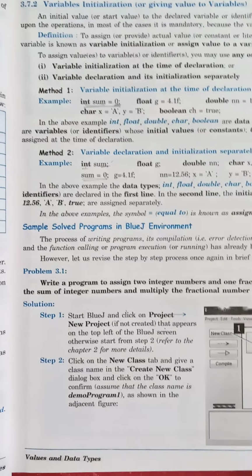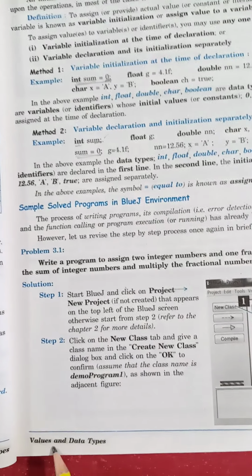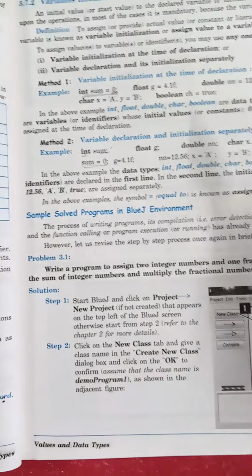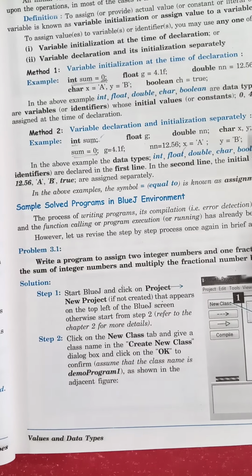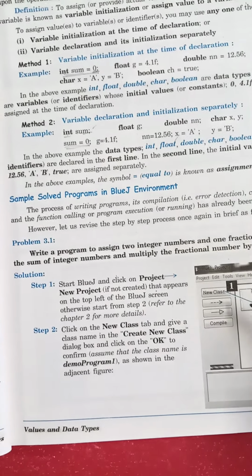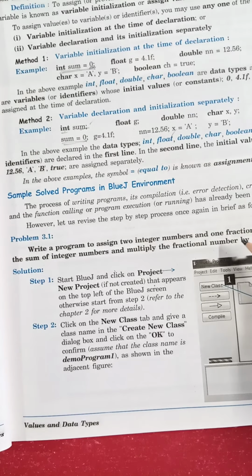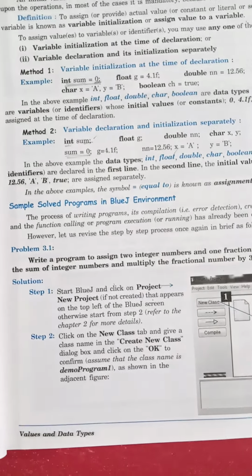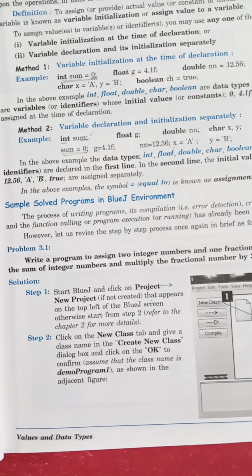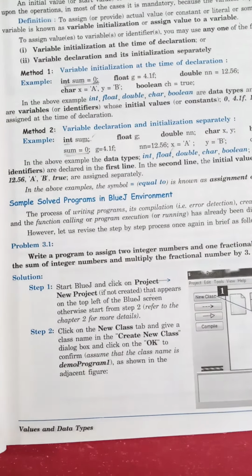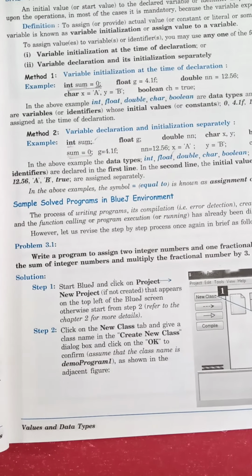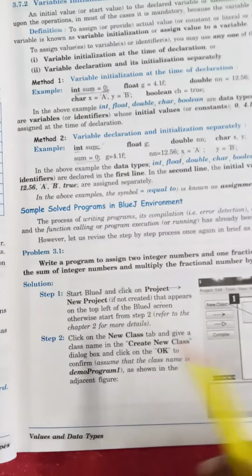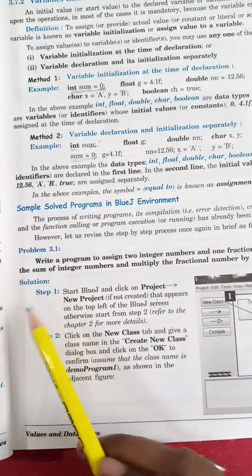Girls, this video is in continuation as we are doing the values and data types chapter. We have done till variables initialization. After that, one or two programs have been given that are based on the initialization of variables. We have practiced one program, how to initialize two variables and how to display the sum of the two integer values. Okay, this we can also do for practice.